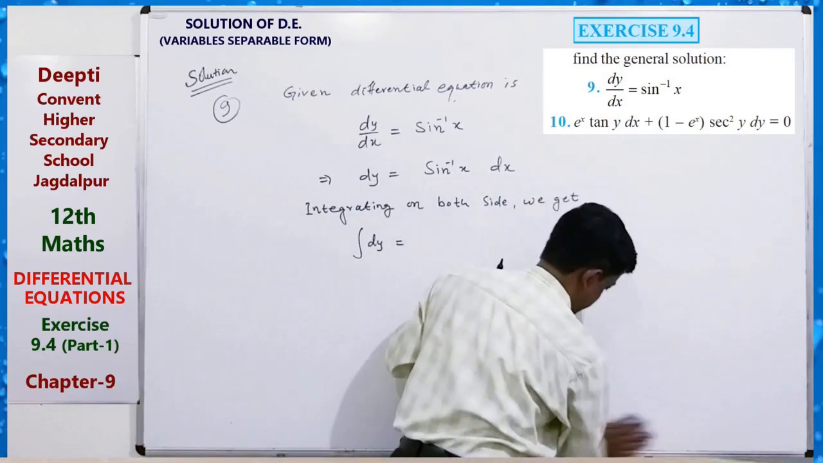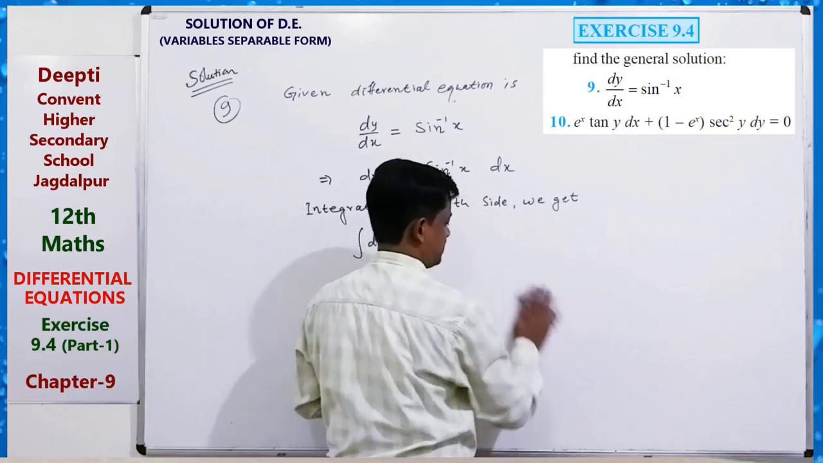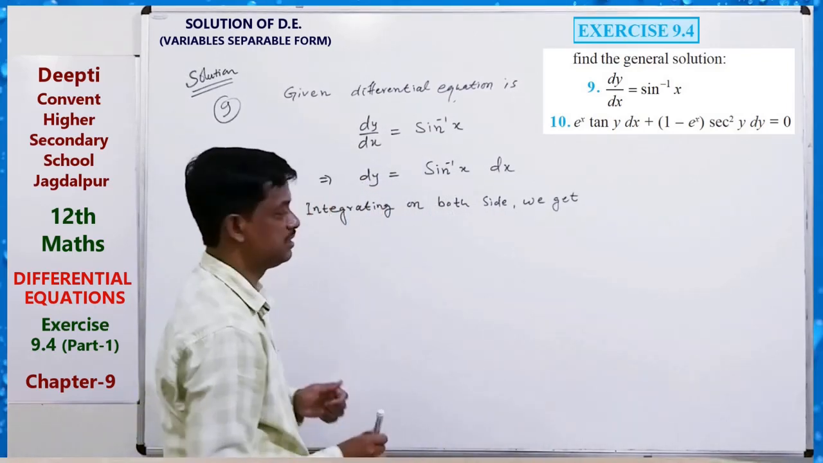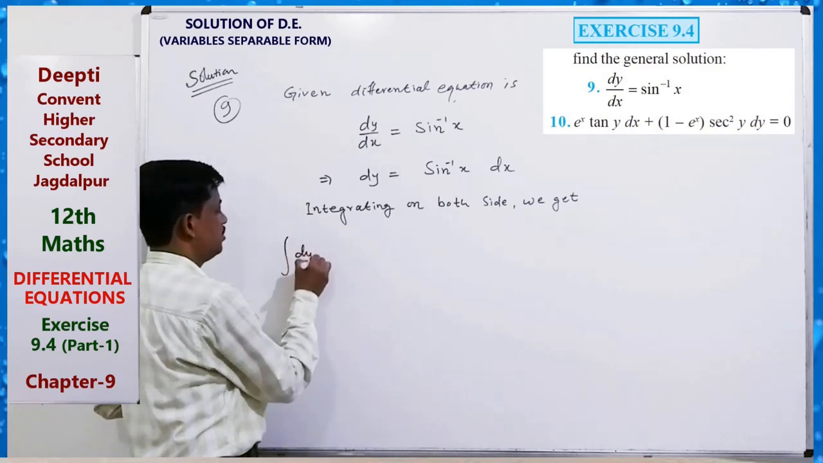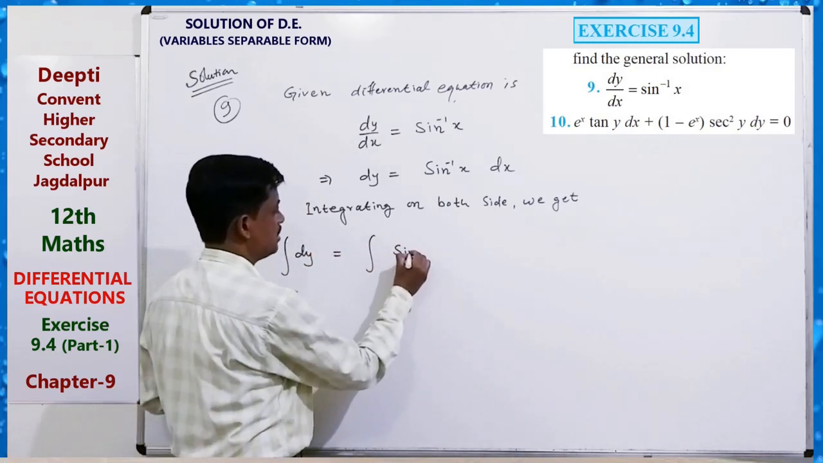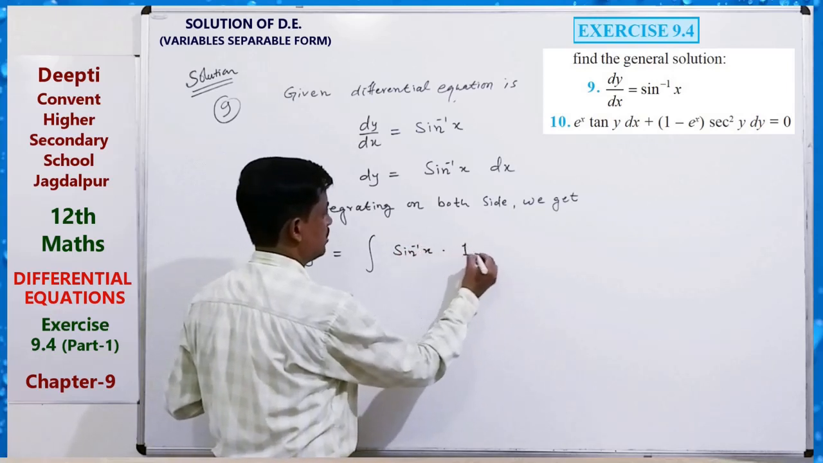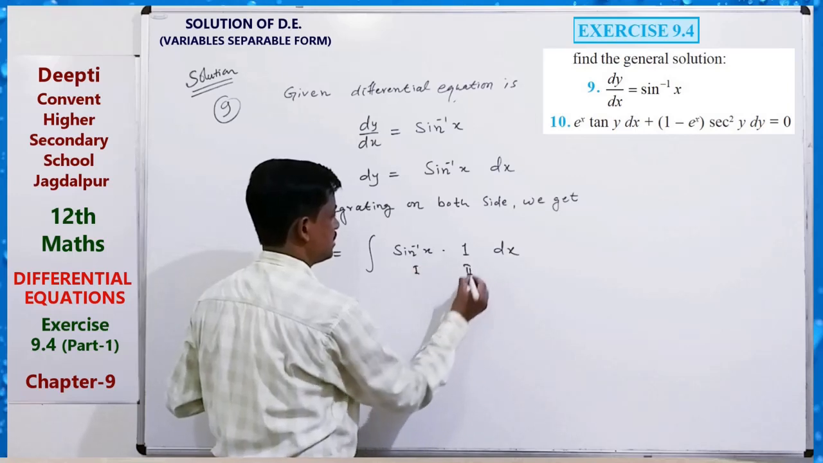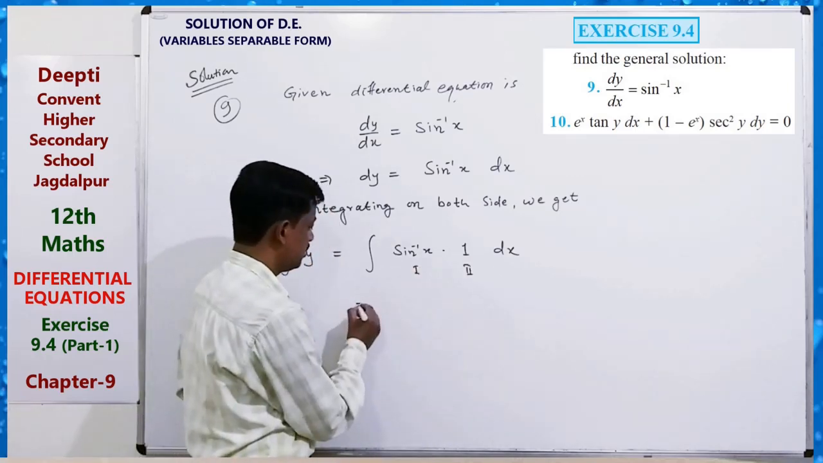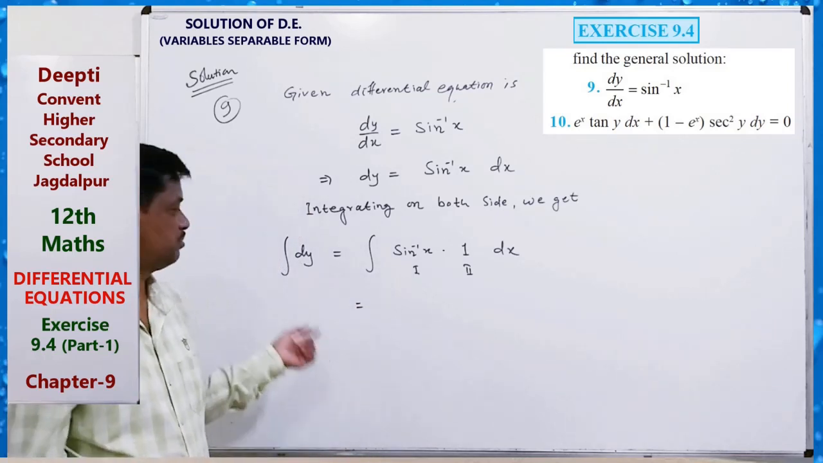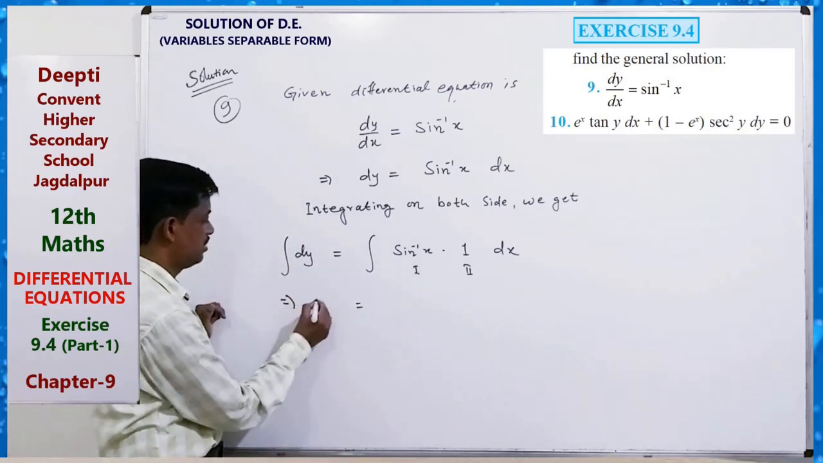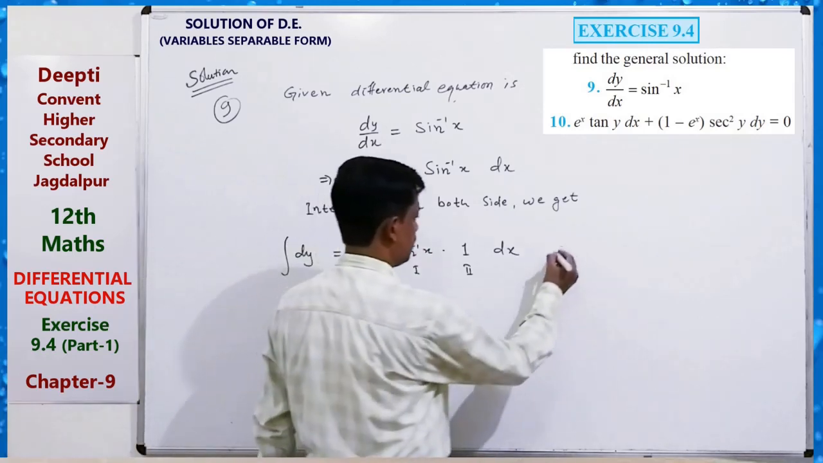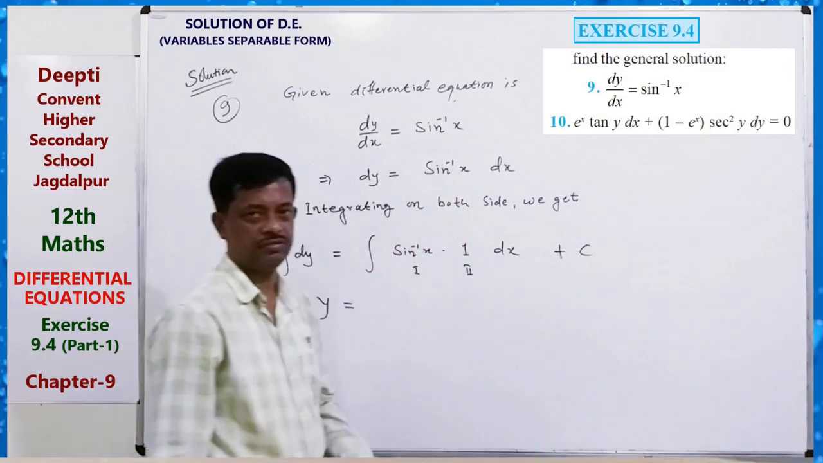How can we integrate inverse function? Just by using by parts, taking one as a second function. Okay, so integration of dy equals to integration of sin inverse x into 1 dx. This is first function and this is second function by parts. So our main thing is what? Integration, because y equals to what? Integration of this. Just add constant.